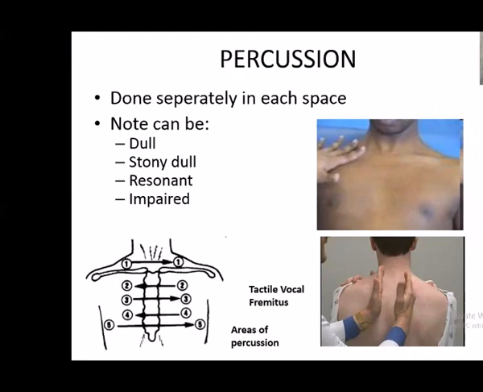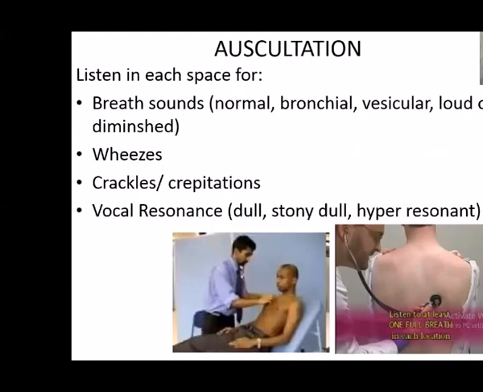Then there is normal resonant and impaired, which is part of dullness. So this is the way the percussion note will be. The other thing which you do is tactile vocal fremitus. It is now obsolete. We replaced it with vocal resonance, which is done with the help of the stethoscope. If you don't do tactile vocal fremitus, as far as I'm concerned, you are perfectly all right, because there is no condition in which tactile vocal fremitus will behave differently. Wherever the vocal resonance is diminished, the tactile vocal fremitus will also be diminished. So there's no point in doing that.